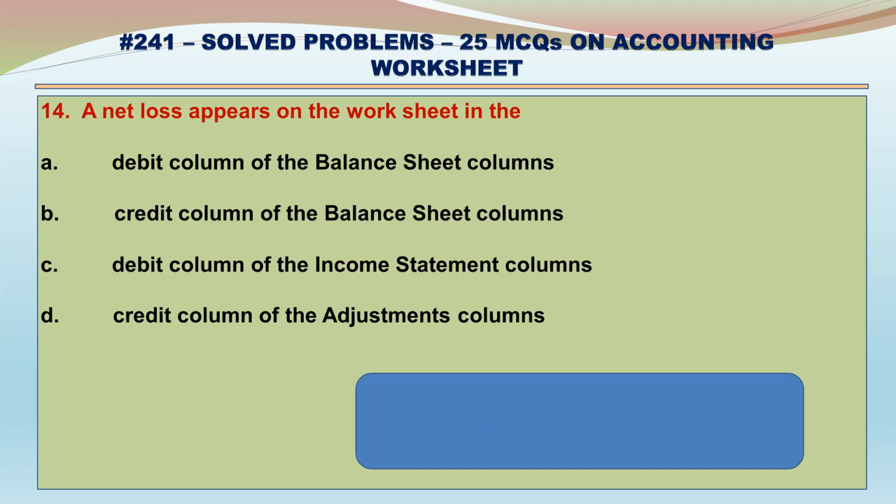14. A net loss appears on the worksheet in the: Option A. Debit column of the balance sheet columns, credit column of the balance sheet columns, debit column of the income statement columns, credit column of the adjustment columns. Answer A. Debit column of the balance sheet columns.